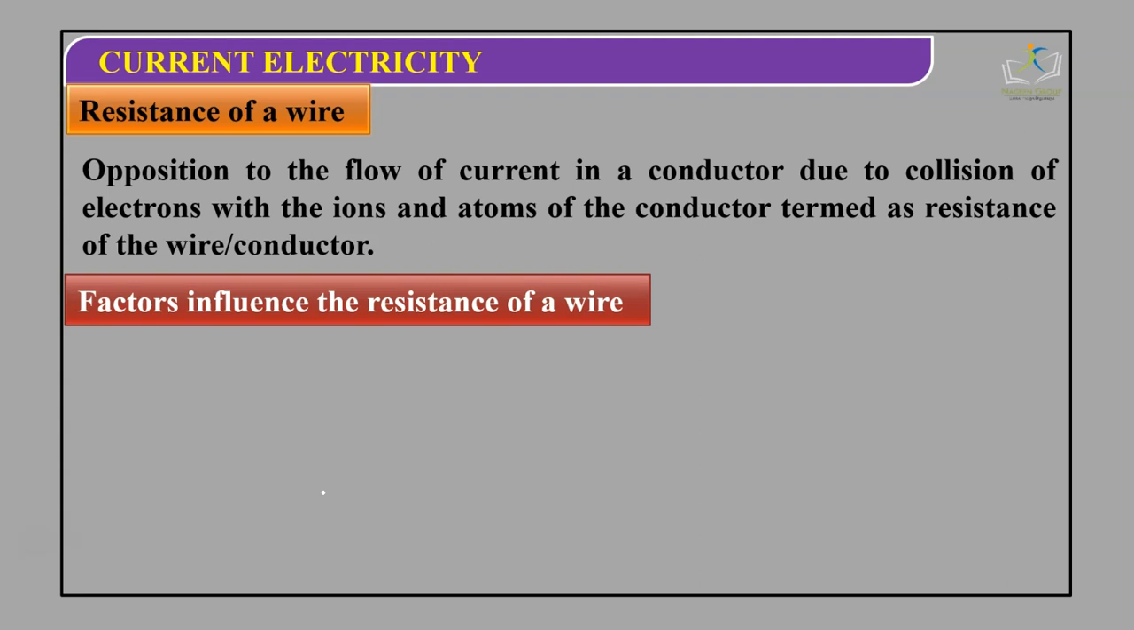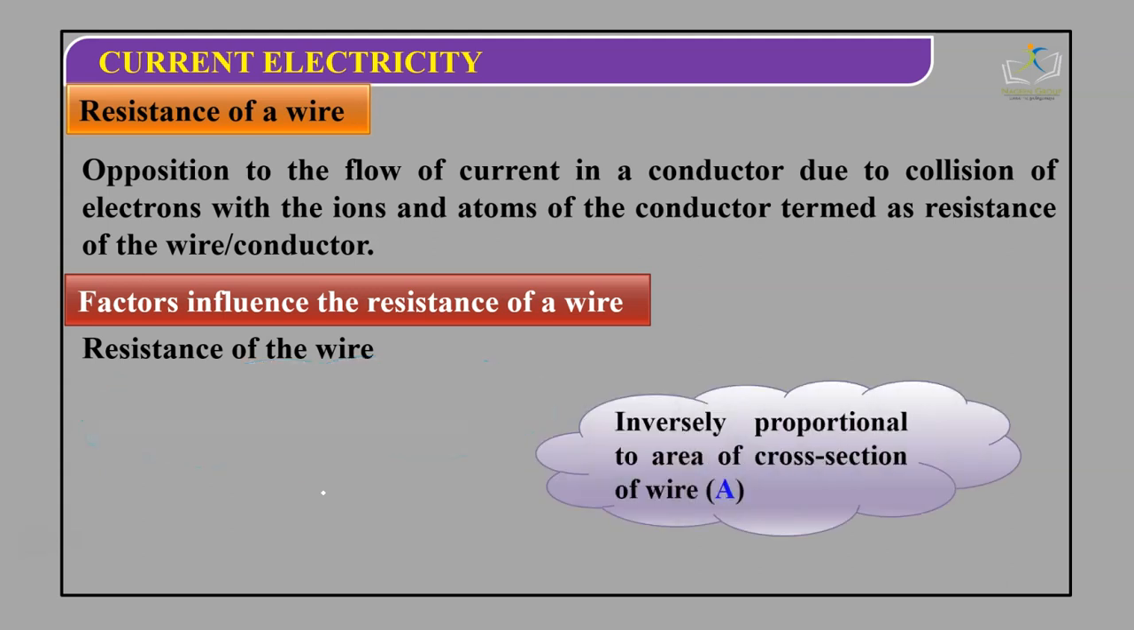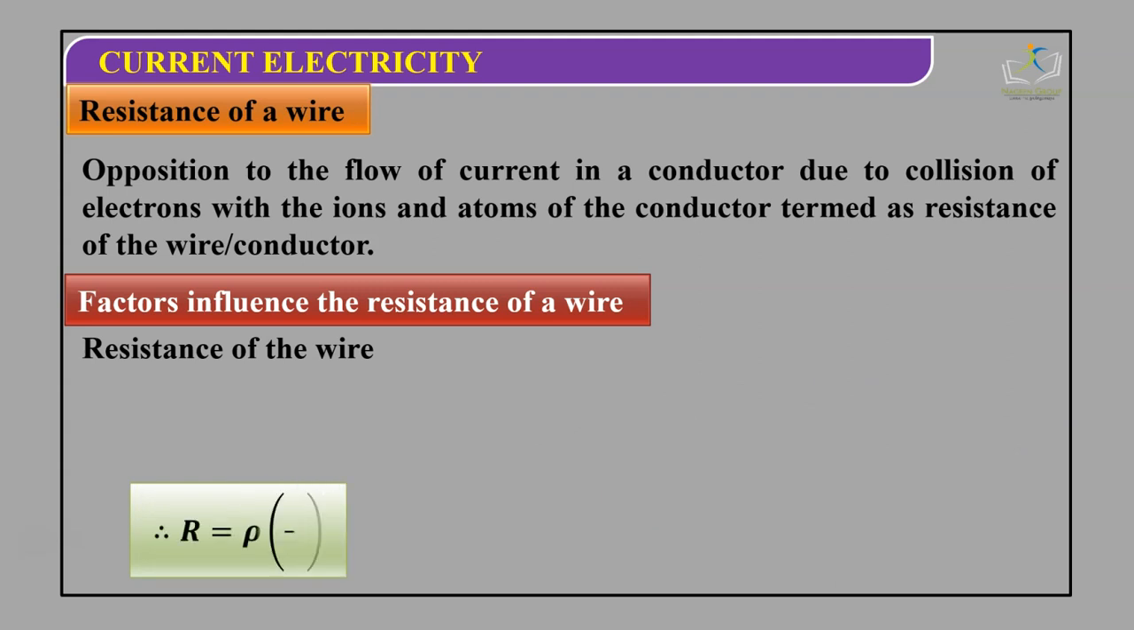Factors which influence the resistance of the wire: the nature of the material, specific resistance rho; it is directly proportional to the length of the wire L, inversely proportional to the area of cross section A, and also depends on the temperature of the wire T. So we can say that R is equal to rho L by A.